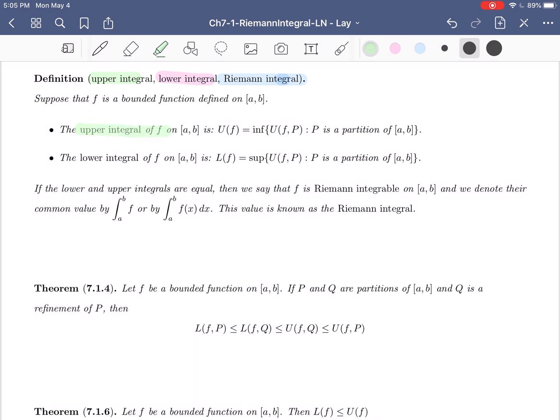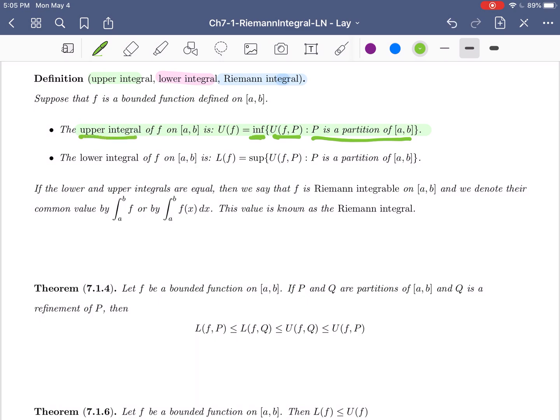The upper integral of f on that closed interval a to b is defined to be the infimum of all of these upper sums when you consider every single partition of the closed interval from a to b. So if you look at every single partition and every single upper sum that you can get, and find the infimum, the greatest lower bound of all of those upper sums, that greatest lower bound is the value of that upper integral.